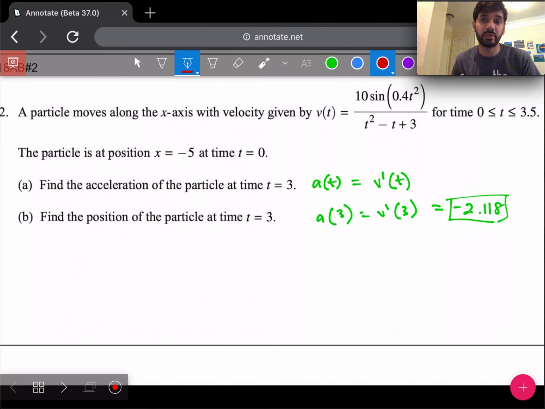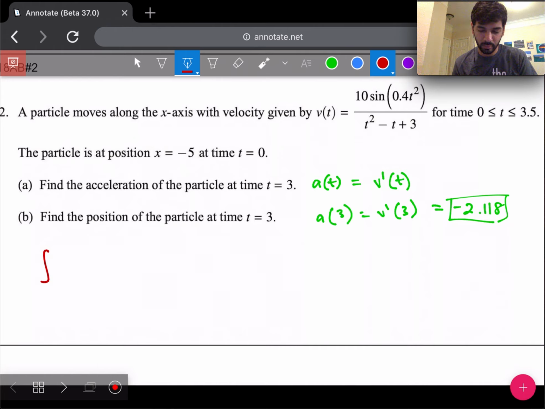Part B is asking to find the position. You can interpret the position in 2 ways. The first way is you take the starting point and you figure out where you are based on that starting point. If you have your velocity though, you can integrate your velocity and it'll tell you how far you've moved. The area under the graph of the velocity tells you something about the position because the position is the antiderivative of velocity.